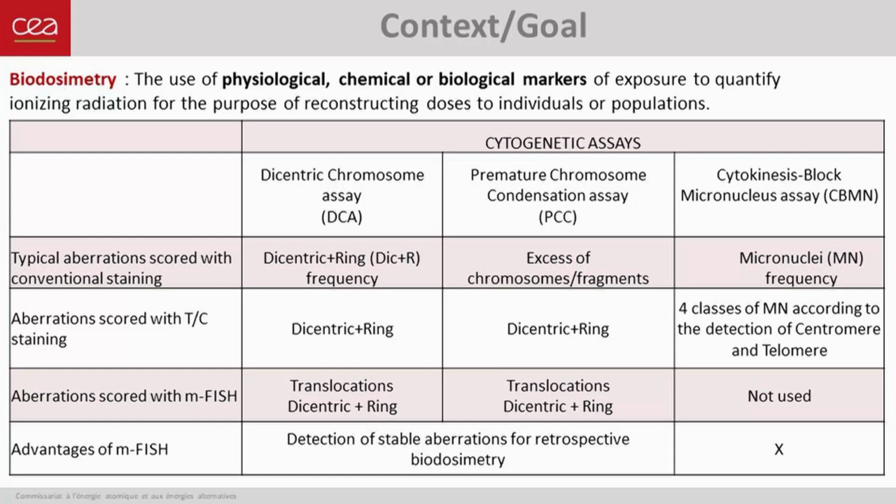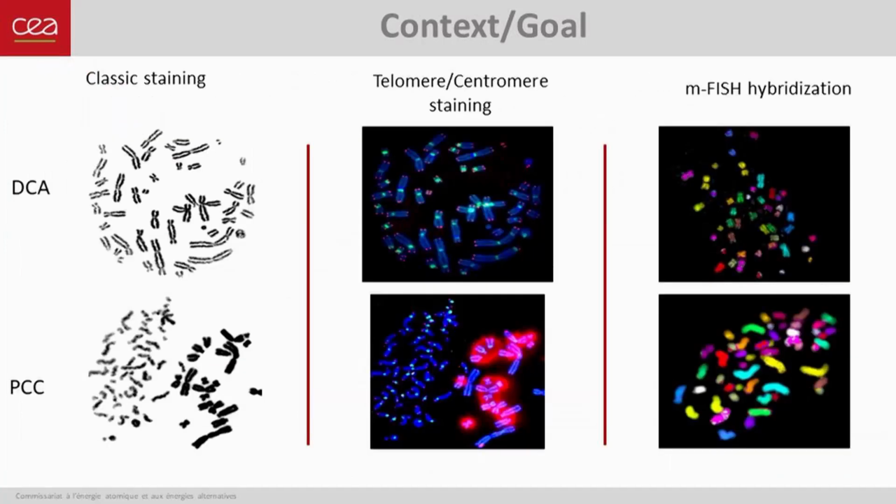The cytokinesis block micronucleus assay, or CBMN, allows for scoring of micronuclei after blocking the cell cycle in the cytokinesis step. The 3 techniques are explained in detail in 3 other specific tutorials that are also available in this YouTube channel. In this slide, you can see the 3 types of staining: Giemsa, telomere and centromere, and M-FISH, for both DCA and PCC assay. Try to spot the chromosome aberrations. Good luck!